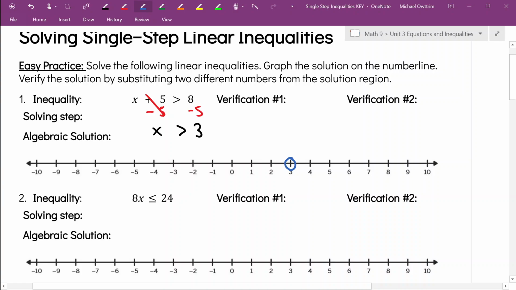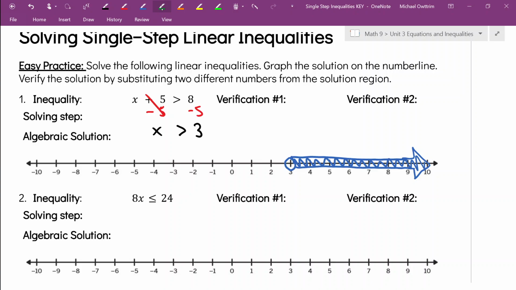Now, where are the numbers that are greater than 3? Those numbers are towards the right on the number line. So we're going to make our arrow go towards the right on the number line. And these are all of our possible values for x that would make the inequality true.